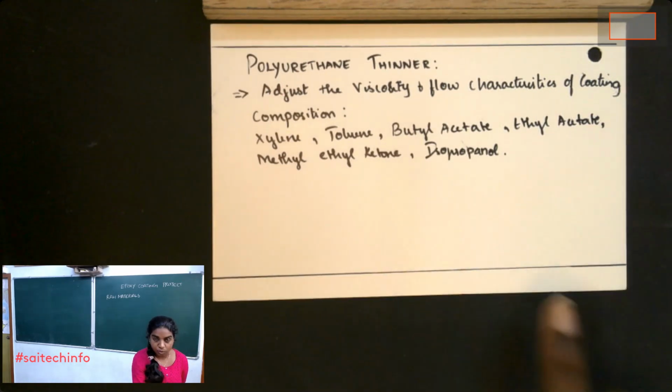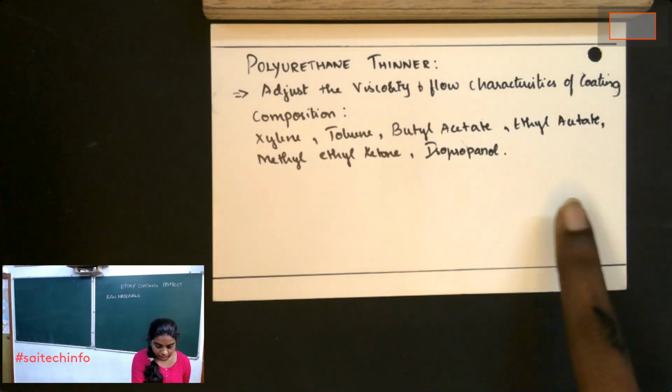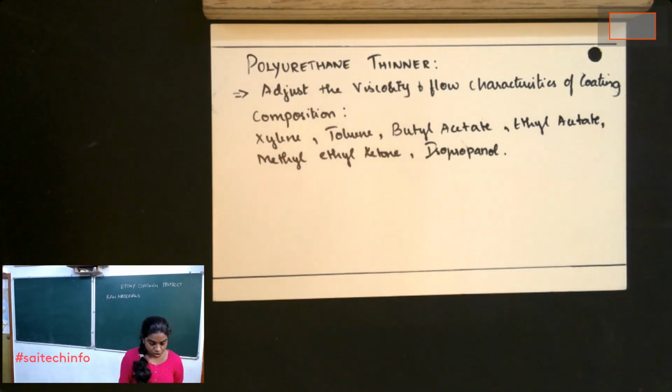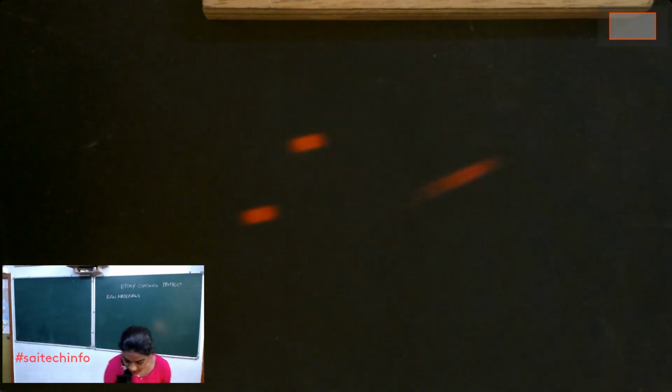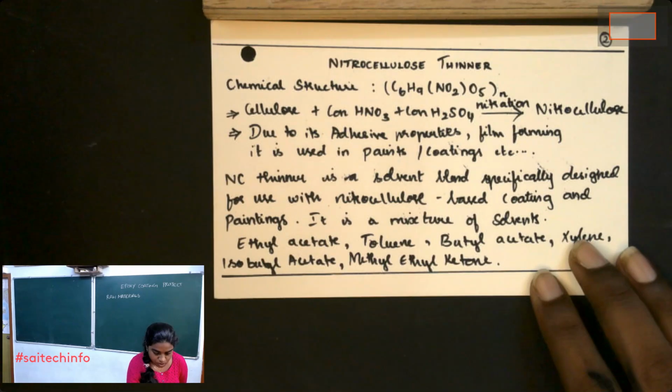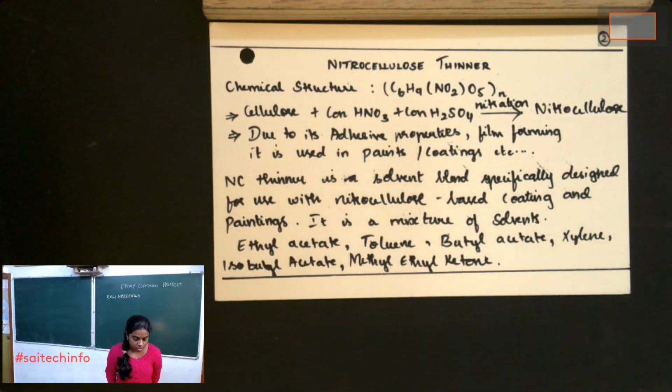Here we are using 2 kinds. First one is polyurethane thinner. The composition in polyurethane thinner is xylene, toluene, butyl acetate, ethyl acetate, methyl ethyl ketone and isopropanol. This is the basic composition for a polyurethane thinner. The reason for using polyurethane thinner is to adjust the viscosity and the flowing characteristics of the coating. And the next thinner we are using is NC thinner, which is abbreviated as nitrocellulose thinner. Its chemical formula is C6H9NO2O5 and the whole bracket of n.